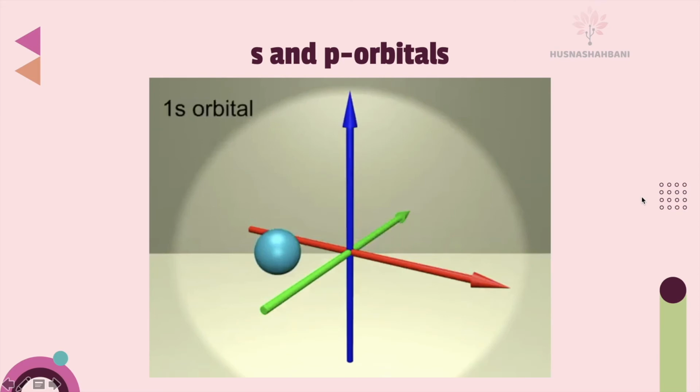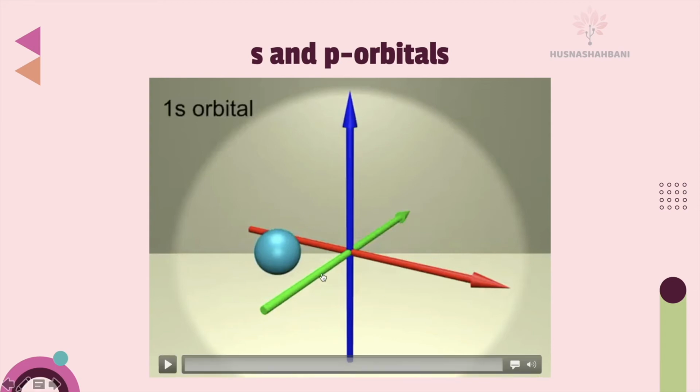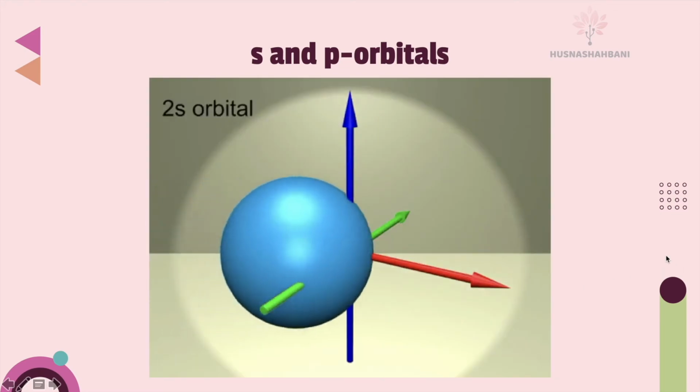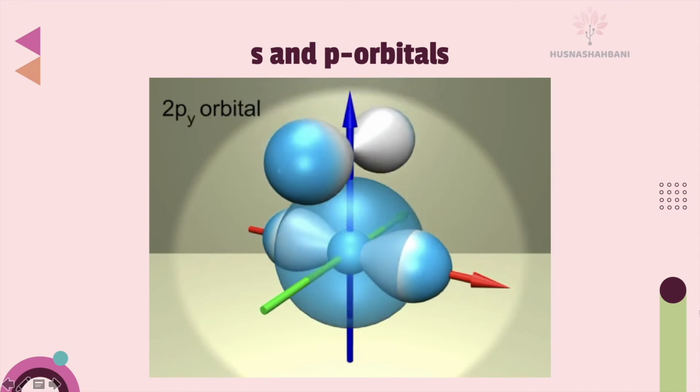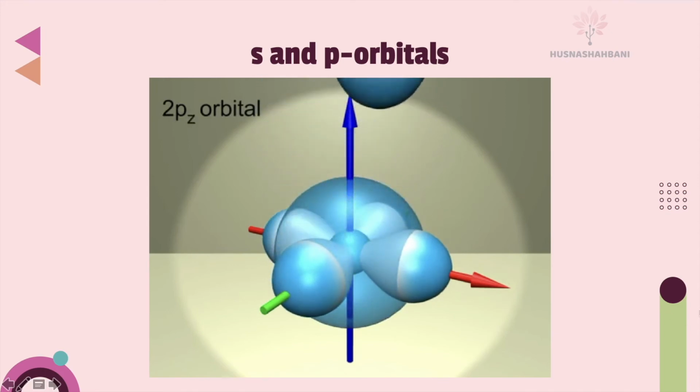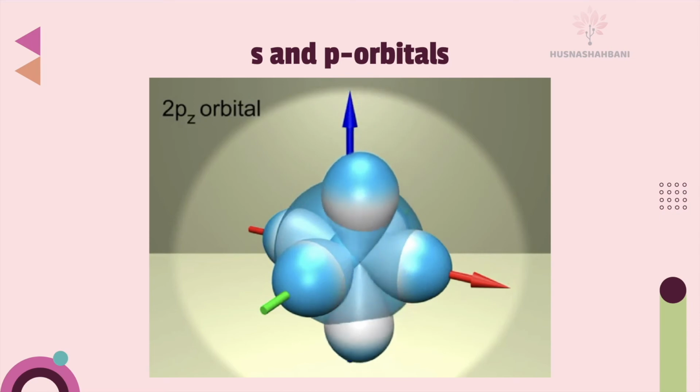This is a video showing the orientation of s and p orbitals. The s orbital has a sphere shape, so it only has one orientation. This is 1s, and a bigger 2s. This is the 2px orientation, 2py orientation, and 2pz orientation.